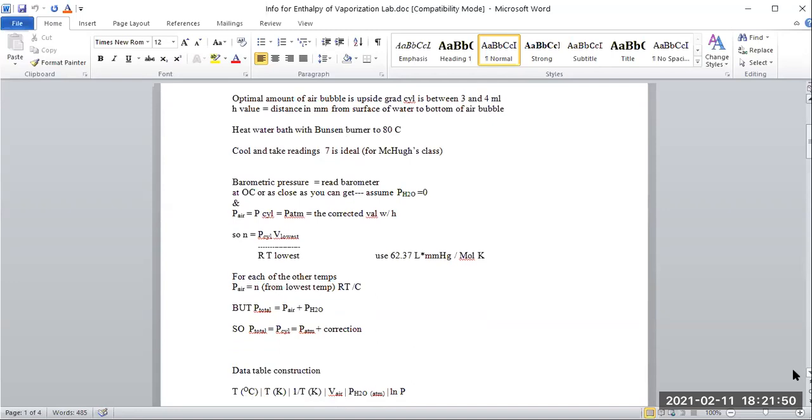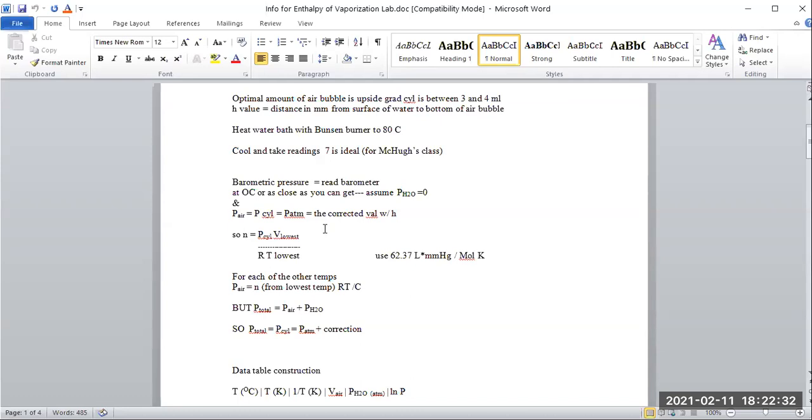Why does this work? The little bubble inside your graduated cylinder is actually a mixture of dry air and water vapor, because it is submerged upside down in water. And so we're going to set some things equal to each other. We're going to say that the pressure of the air, also sometimes referred to as P cylinder, and P atmosphere, is basically the corrected value. And there's an equation that allows you to do this correction.